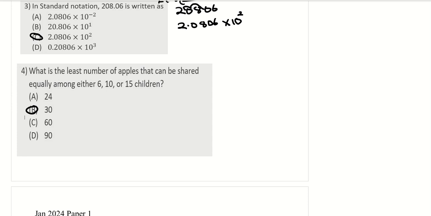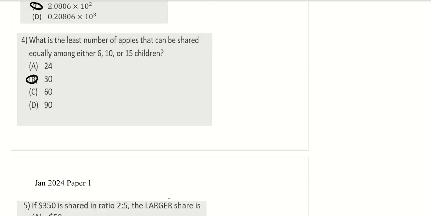Yes. Can 10 go into 30? Yes. Can 15 go into 30? Yes. And you do that for C and D, and then you compare all numbers and look for the lowest number. In this case, among 30, 60, and 90, 30 is your lowest number.